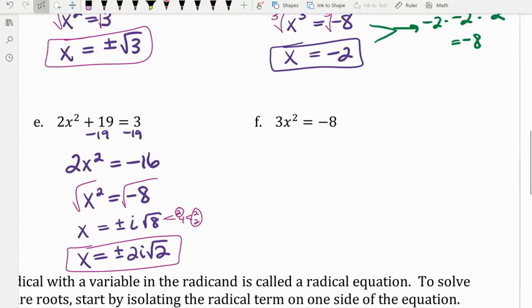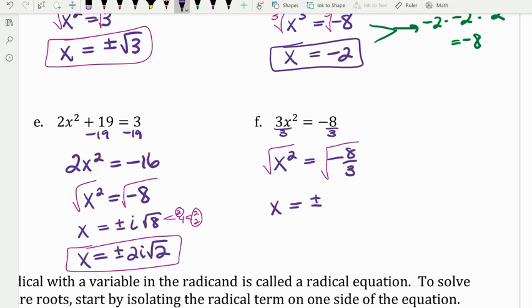All right, then our last one. Again, same idea. We want to divide by 3 on both sides. So x squared equals negative 8/3. So this time we're dealing with a fraction inside of our radical and a negative inside the radical. So then we get our x equals, we still have our plus or minus.